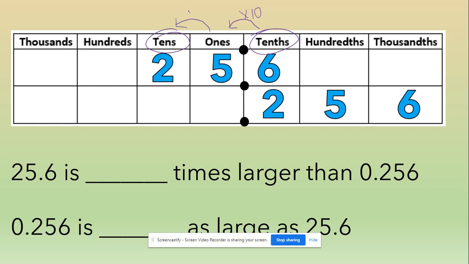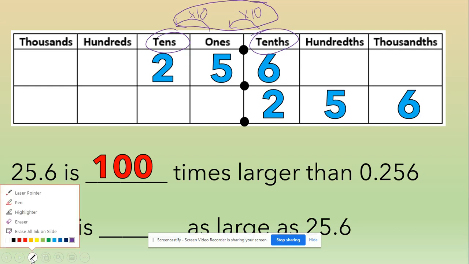We're going a second place to the left, which is multiplying by 10 again. So since we had to move 2 places to the left, we're going to multiply these two numbers, 10 times 10, which we know is 100. So the 2 in the tens place is 100 times greater than the 2 in the hundredths place, which means that 25 and 6/10 is 100 times larger than 0 and 256 thousandths.